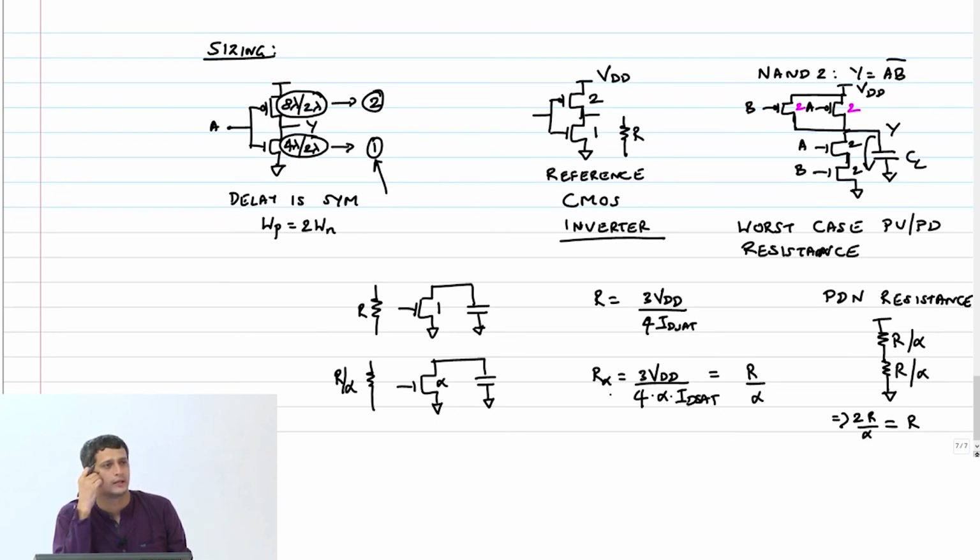Okay, so we'll stop here. We will continue tomorrow with more examples of the NAND 3 and NOR 3 and so on, where all of this will become more clear.